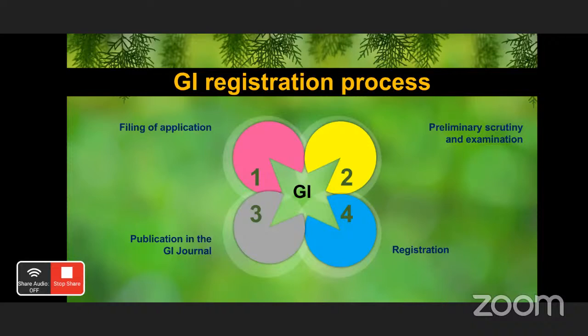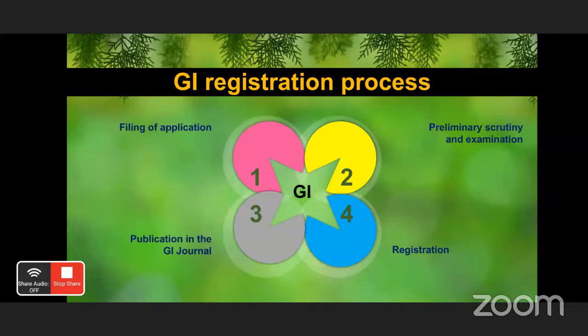For that, we have to prepare the form. We have to submit the statement of the case, then the additional representation. Then we have to give a map with clear demarcation of where that particular product will be found or grown. Then we have to submit one logo for it.